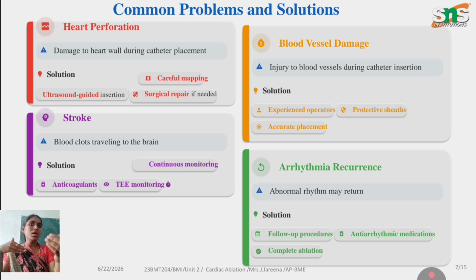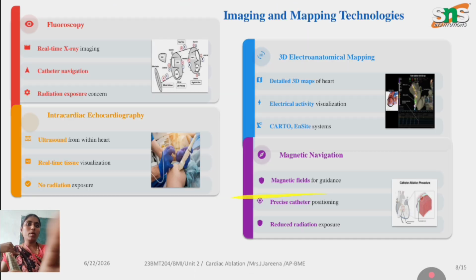Heart perforation, which is nothing but damage to the heart wall during catheter placement, can be addressed by using careful mapping. That is very important, right? Careful mapping and ultrasound-guided insertion you can also go with. Or surgical repair, if there is any tear, then we have to do the surgical things. So these are the solutions we can use to overcome those problems. Similarly, for each and every problem we have a solution that we can use to overcome or suppress the common problems.